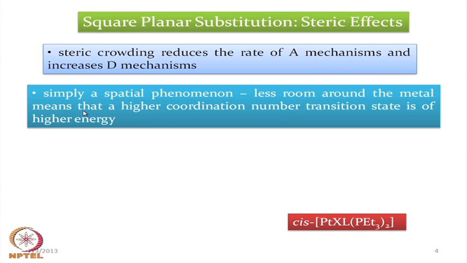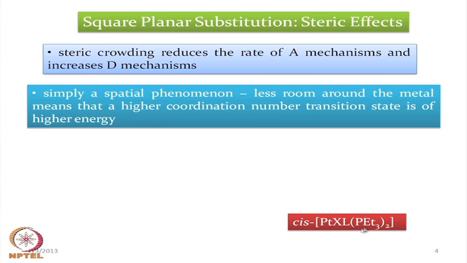So, if we consider a simple spatial phenomenon, that means we have less room around the metal, so a higher coordination number at the transition state is of higher energy. That means if we increase the coordination number through some associative mechanism, then it will have higher energy because it is already sterically crowded. So, there is little space or little room to attach the new group around the metal center.